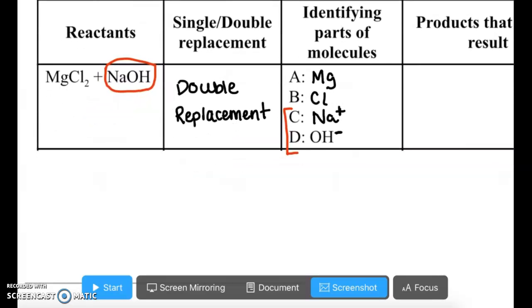Let me zoom in for you. I'm really glad that this is the case because my Na has a +1 charge, my OH has a -1 charge, and this makes the overall molecule, NaOH, neutral. This is excellent because the definition of a molecule is an overall neutral group of atoms. Okay, so let's shift our focus. Let's go up to MgCl2.